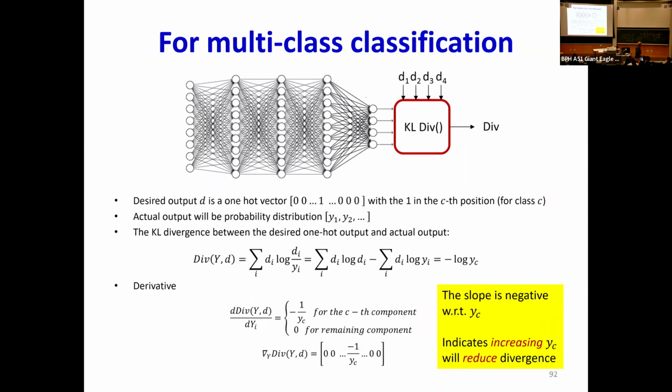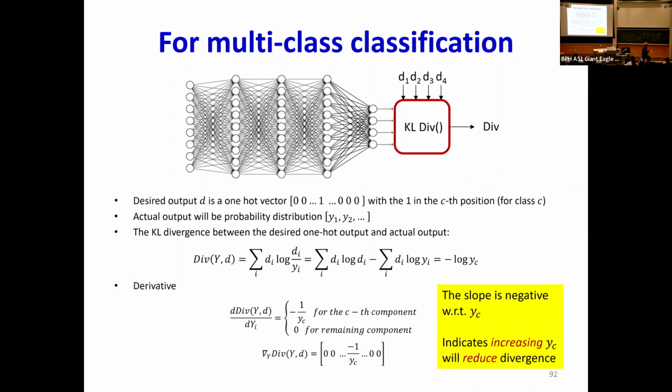When I have multi-class classification, the situation is much the same. I'm still going to define a Kullback-Leibler divergence. In this case it is the sum over all the classes of d_i, which is the desired output for the ith class, which can be either 0 or 1, times log of d_i over y_i. Which is minus sum over all the classes of d_i log d_i minus sum over all the classes of d_i times log y_i.